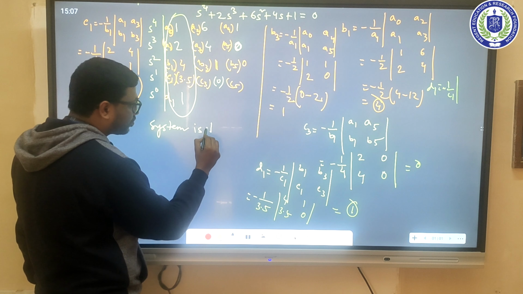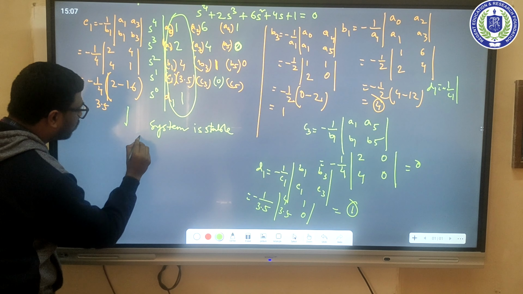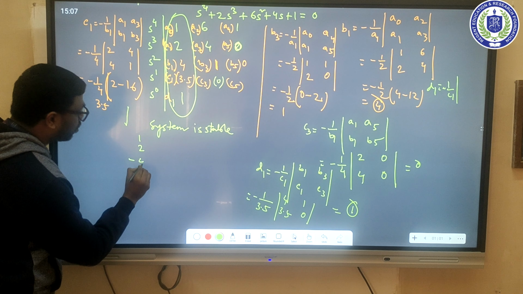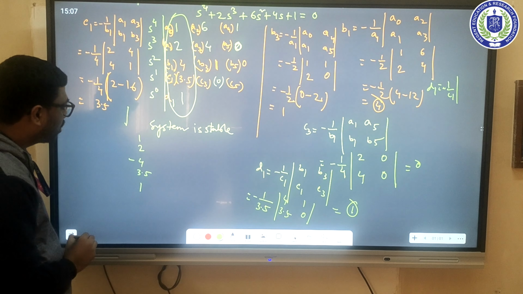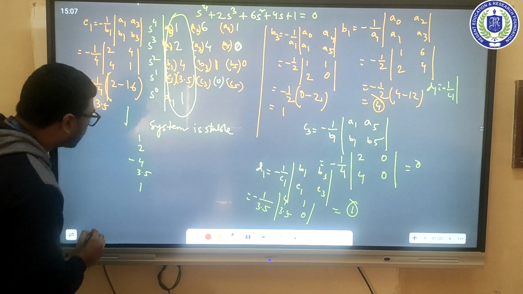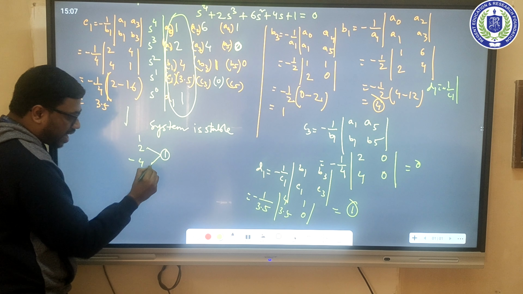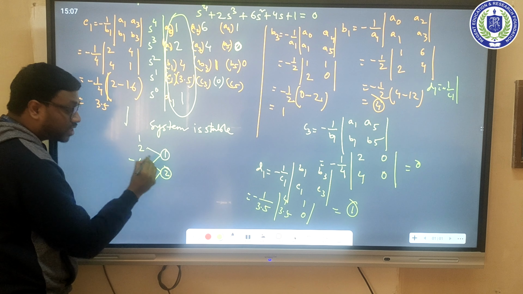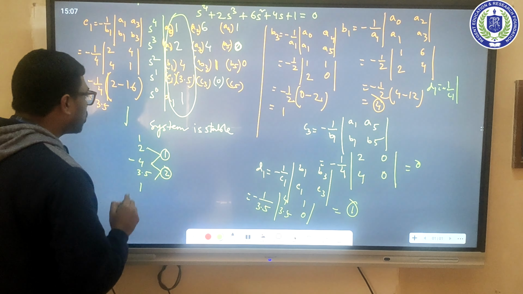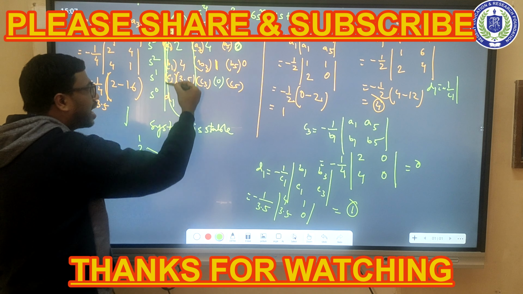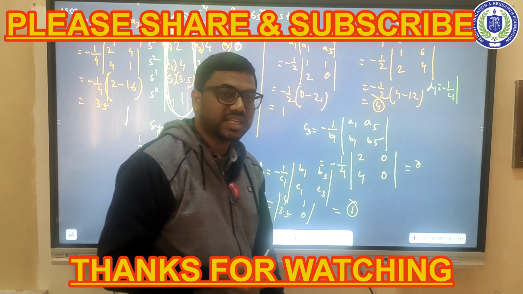And if sign changes occur, suppose we have got 1, 2, then minus 4, then 3.5, then 1, then the system is unstable. And how to calculate the number of roots in the right half of the s-plane? It is positive to negative, one change, again negative to positive, another change. So 2 changes have occurred. So the number of roots in the right half of the s-plane in that case is 2. So it totally depends upon the sign of the first column. This is how we will calculate the stability from the RH table. That's it.